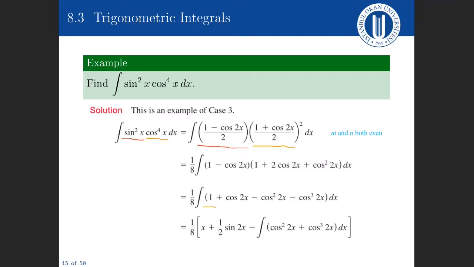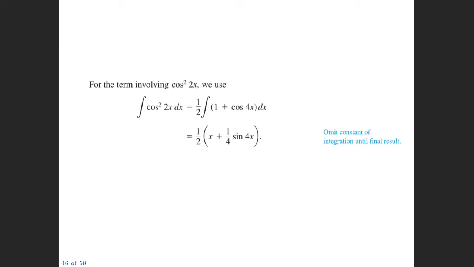You know how to do the integral of 1. You know how to do the integral of cos 2x. You know how to do the integral of cos squared. But what do we do about cos cubed? Cos squared is easy. We'll just use the formula again to write this as a half 1 plus cos 4x. Let me move on very, very quickly.